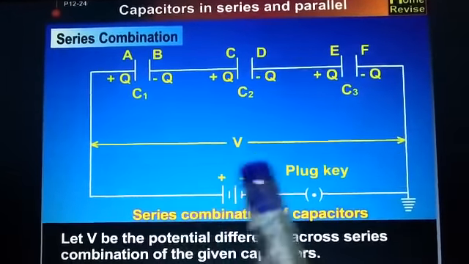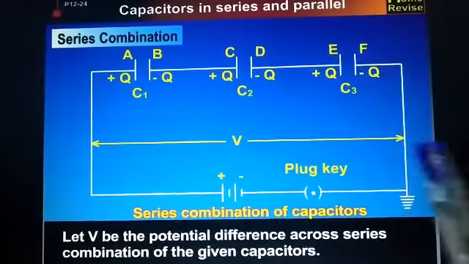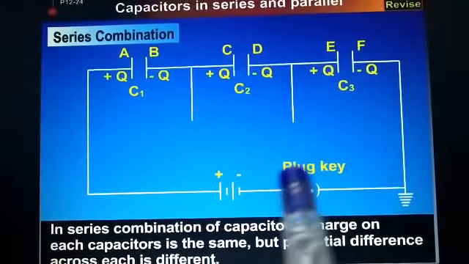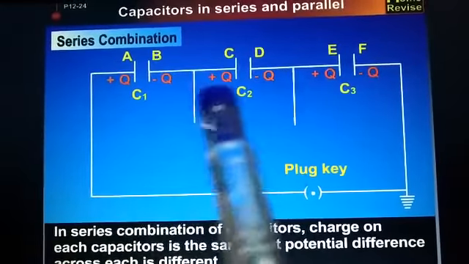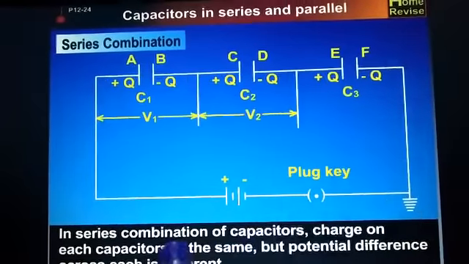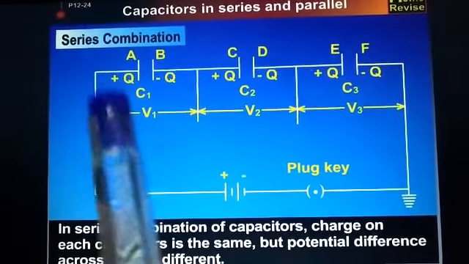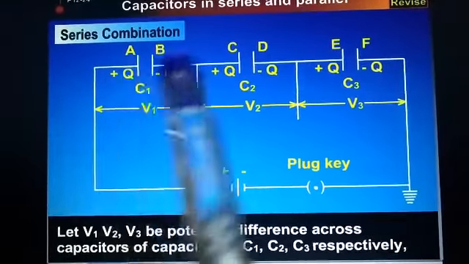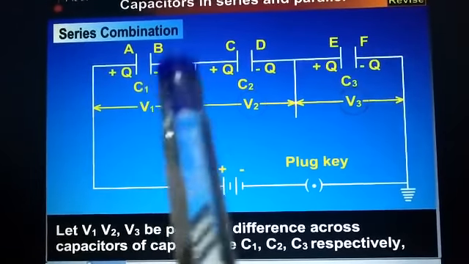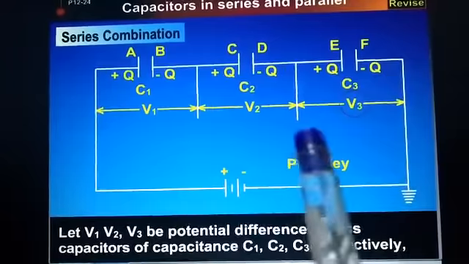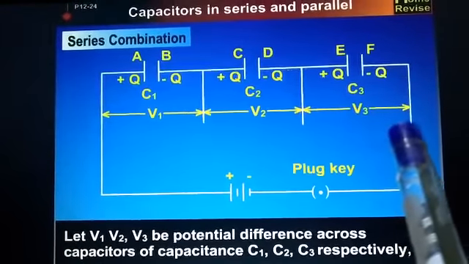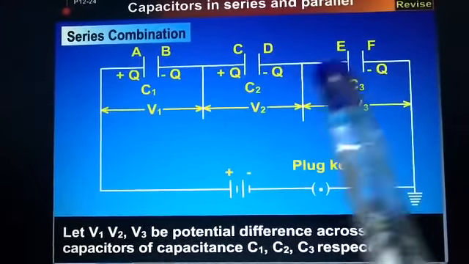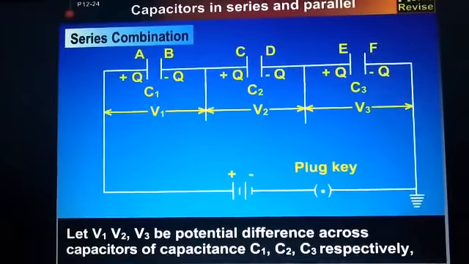Let V be the potential difference across the series combination of the given capacitors. In a series combination of capacitors, the charge on each capacitor is the same, but the potential difference across each is different. The point is that the charge is the same, but the potential difference is different. So let V1, V2, V3 be the potential differences across the capacitors of capacitance C1, C2 and C3 respectively.